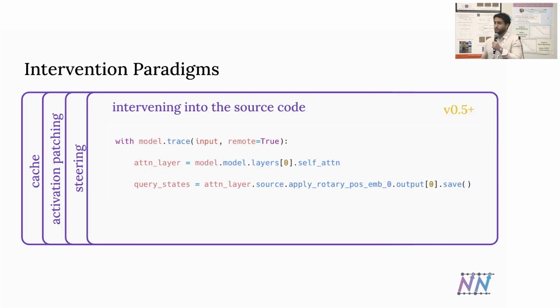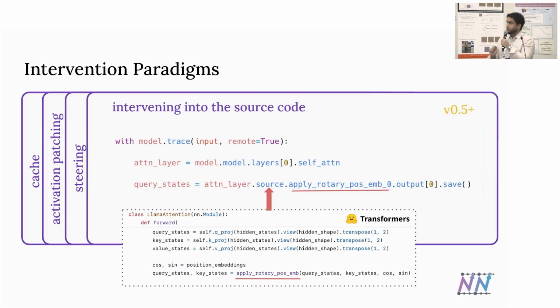And in our latest release, we revealed this new feature that allows you to intervene anywhere in the source code implementation of the model. For example, here I am grabbing the query states of the attention layer on Llama 7B after applying rope. Go to our features page and learn more about all the magic you can do with NNsight.